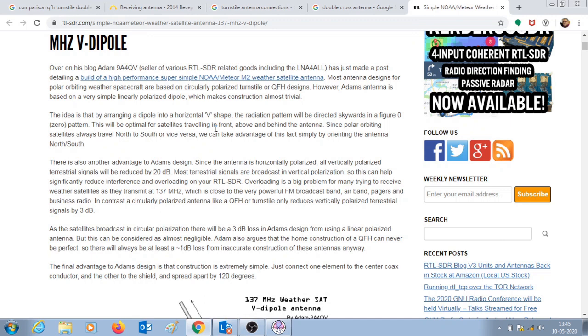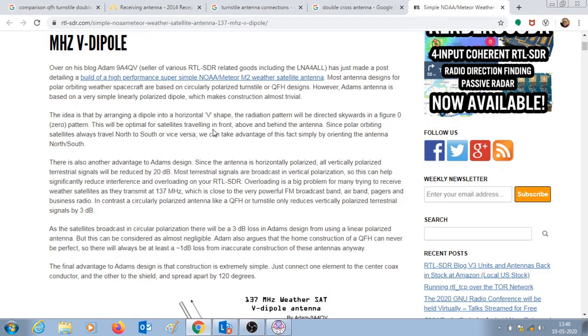In contrast, a circular polarized antenna like a QFH or turnstile only reduces vertically polarized terrestrial signals by 3 dB. As the satellites broadcast in circular polarization, there will be a 3 dB loss in Adam's design from using a linear polarized antenna. But this can be considered almost negligible.